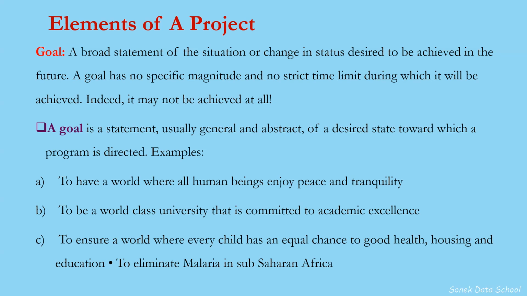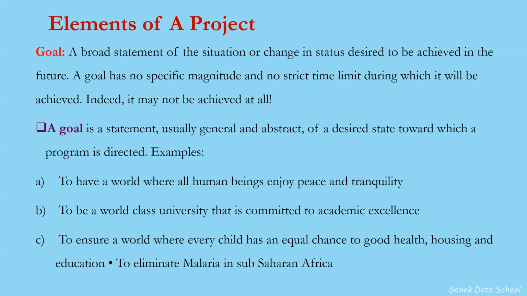So, what change do you want to bring in the community as you implement the project that makes the goal? A goal has no specific magnitude and no strict time limit during which it will be achieved. So we don't have a specific time limit during which a goal can be achieved. And at times, the goal may or may not be achieved at all. We need to take note that a goal, as much as projects are concerned, may or may not be achieved.